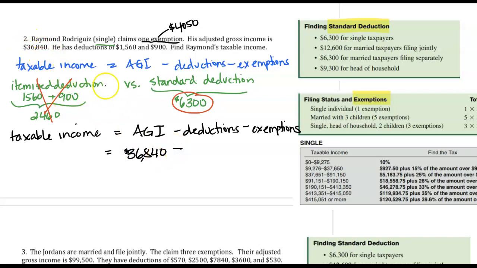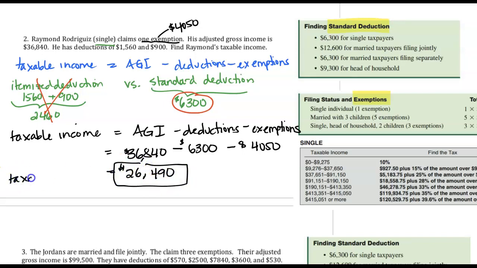The deductions, we decided, again, we can only keep one or the other, and we want to keep the larger deduction of $6,300. And then the exemptions, there was one of $4,050. So putting together our $36,840 and the $6,300 and the $4,050, subtracting, we get $26,490. That is the taxable income, and that's where this question asked us to stop.